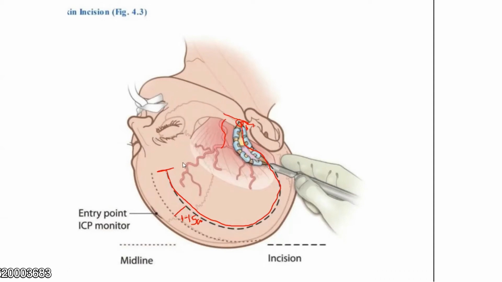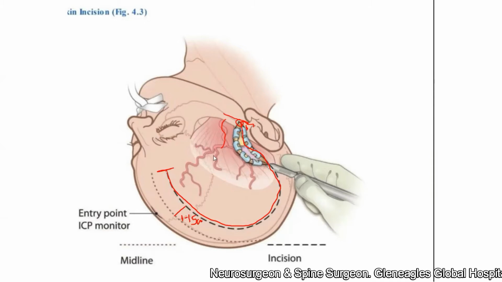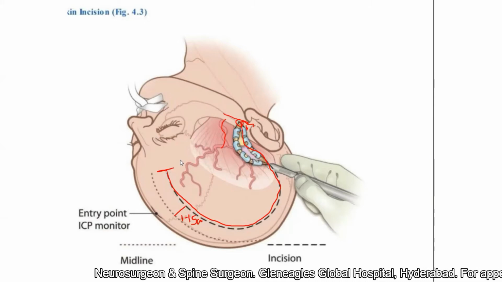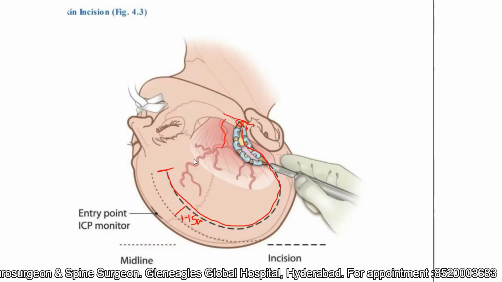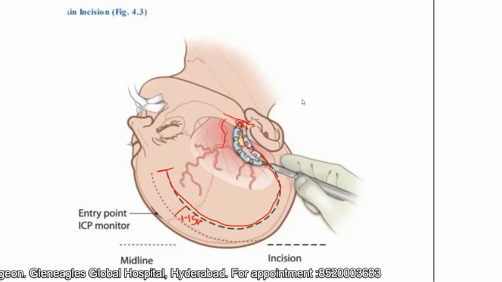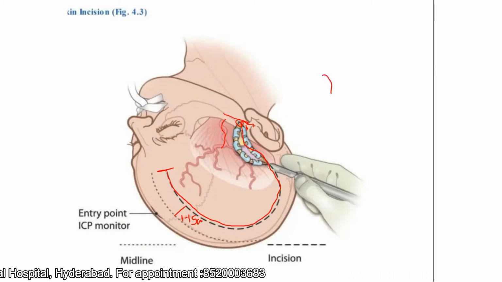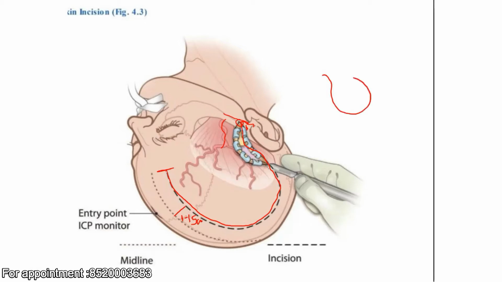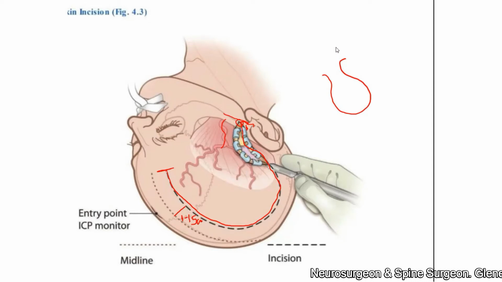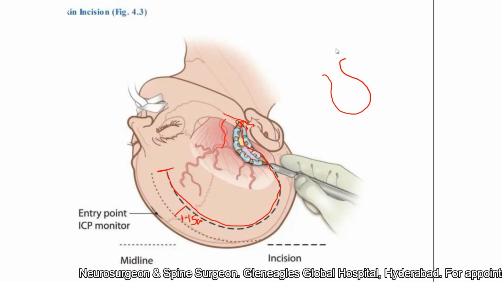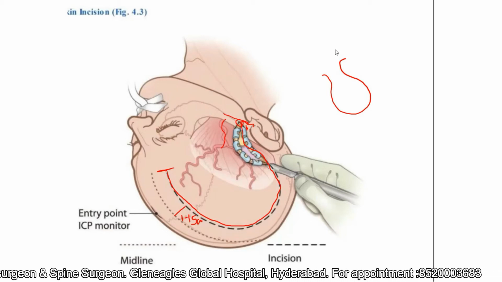Third one, what is the width of the flap and length of the flap? One important precaution is if the width of the flap is very small compared to the length of the flap. Suppose the flap is this way, that is, the width of the flap is very much less than the length of the flap. This may compromise the vascularity of the flap and can interfere with healing of the flap.